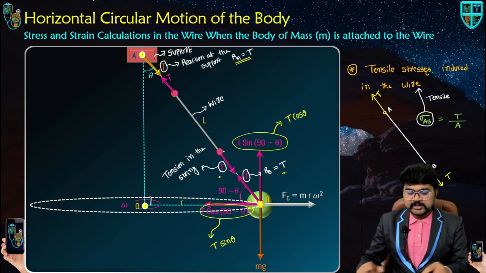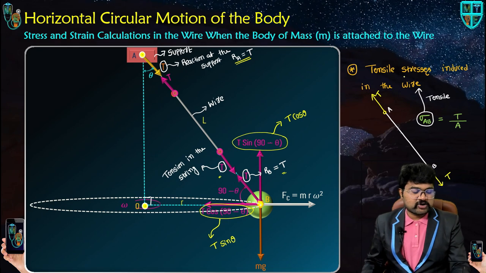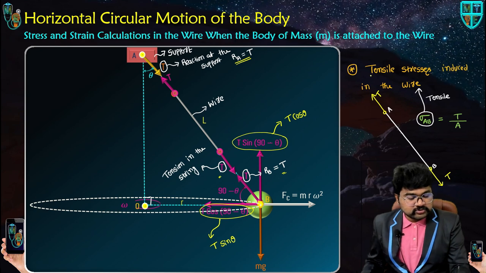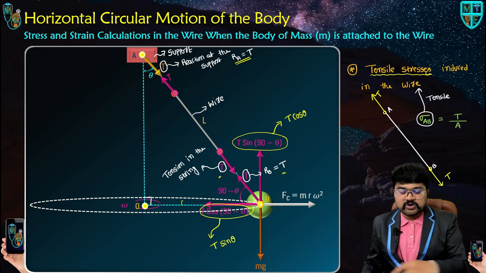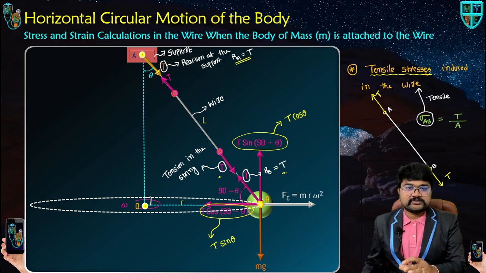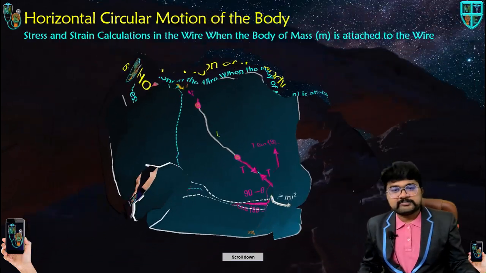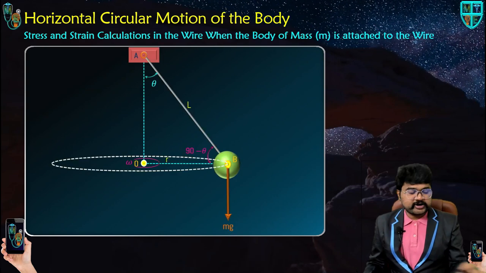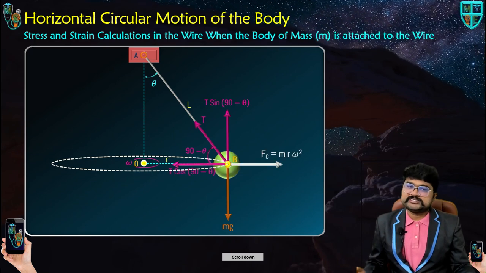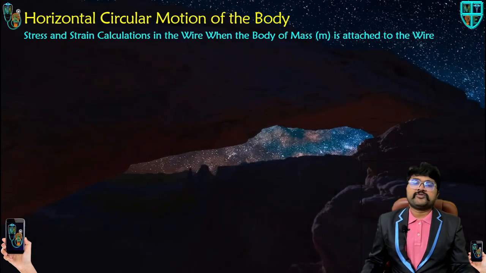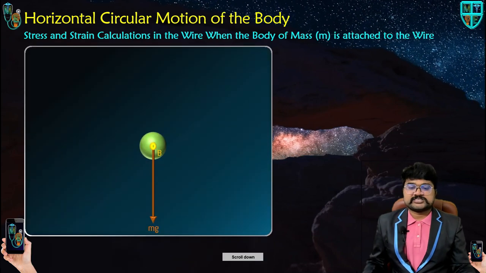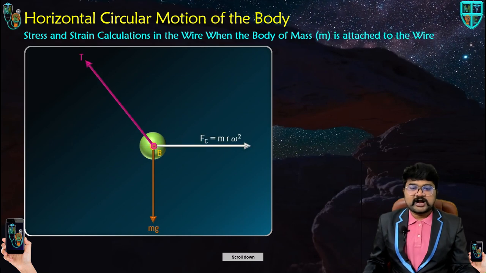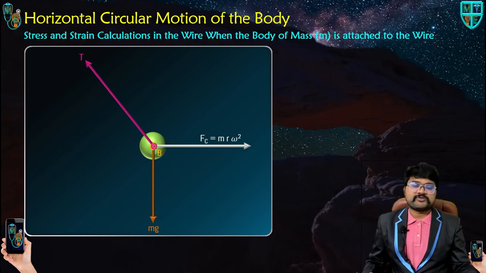Tension always pulls the body. These two tensions are pulling, that is why you call it tensile stress induced in the wire. In order to make this statement, I have drawn the free body diagram for the wire separately. To solve the problem, the free body diagram for the body is enough. Now we can take the free body diagram for the body of mass M. Weight always acts vertically downward. This is the tension and the centrifugal force. This is the free body diagram.